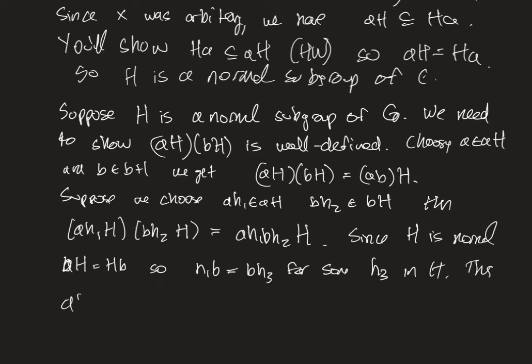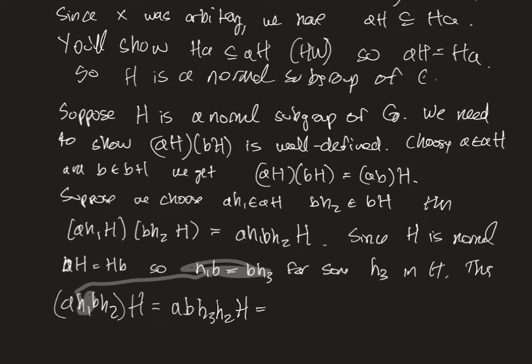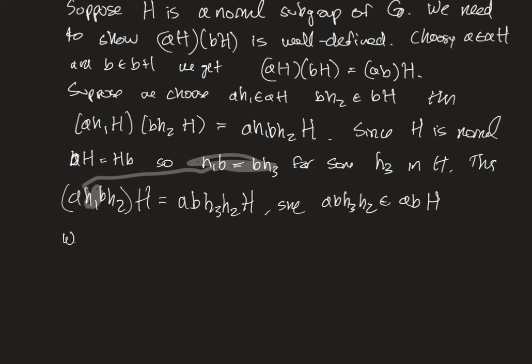Thus, ah1bh2 times H is the same thing as abh3 replacing this with this times h2 times H, which is, the elements of H just permute this, so this does live inside ab times H. So since abh3h2 is in ab times H, we conclude that abh3h2H is equal to ab times H, and multiplication is well defined.